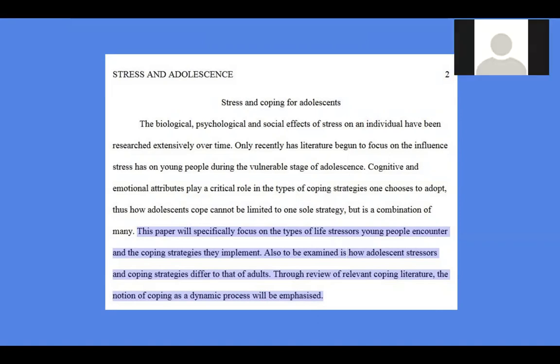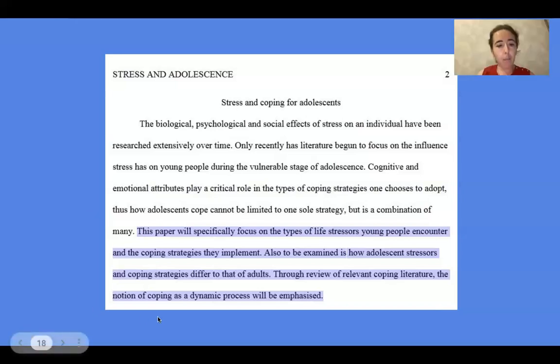Maybe the author wants to emphasize the importance of this paper from different points of view, because he just has focus on types of life of stresses. So I don't think the author is emphasizing the importance of the paper, but I do think that they're providing a summary of what their thesis will focus on, right? So this paper will focus on blah, blah, blah. So this is sort of a summary of what the thesis is going to be about.